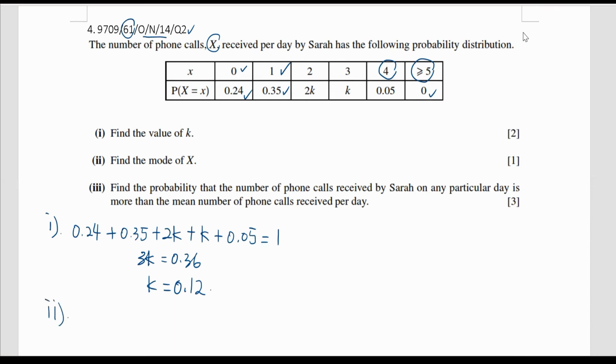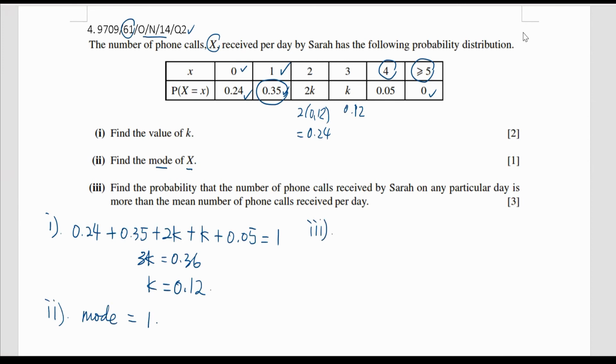Okay, part 2, finding the mode of X. In this case, the mode refers to the value of X that has the highest probability. So which one has the highest probability? 2 times 0.12 is equal to 0.24. This is 0.12. So hence the highest probability is 0.35. So the mode is equal to 1. All right, part 2.